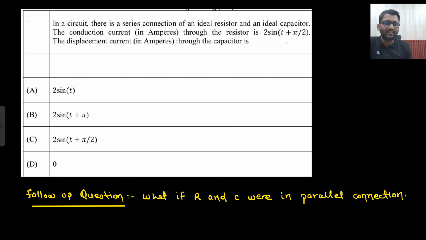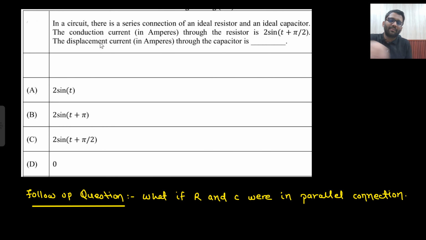R and C are connected in series. There is some current flowing through the resistor, which is 2 sin(t plus pi by 2). What is the displacement current through the capacitor? It has to be the same, right? In series, the resistance is connected, the capacitor is connected. The current has to be the same. That's it. This is the answer.